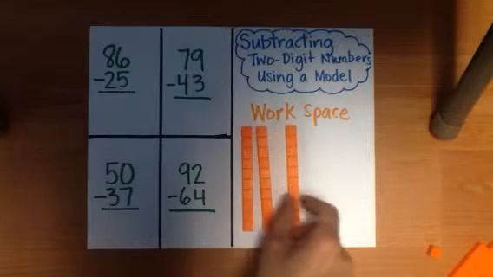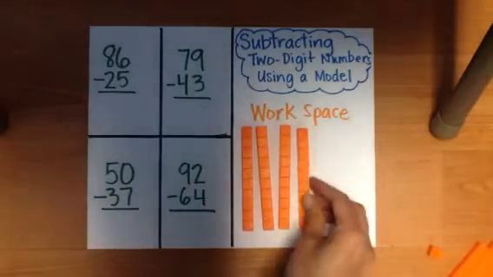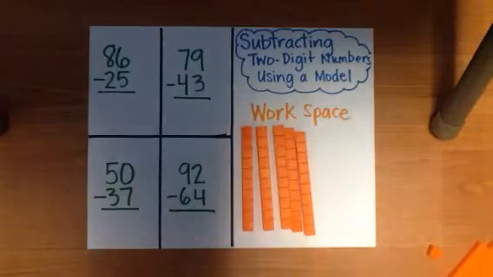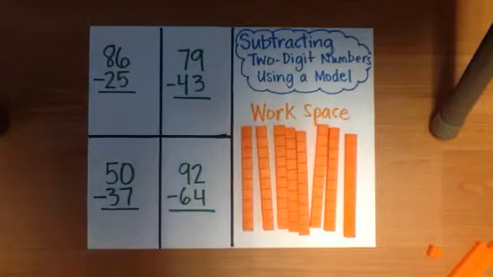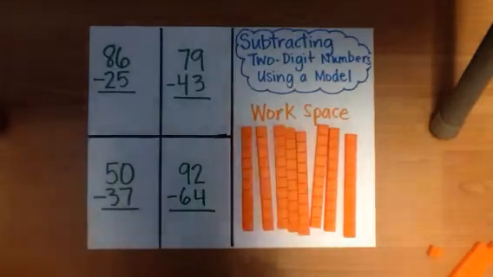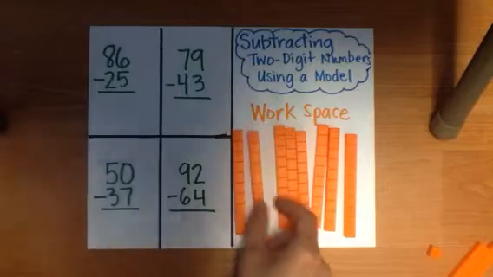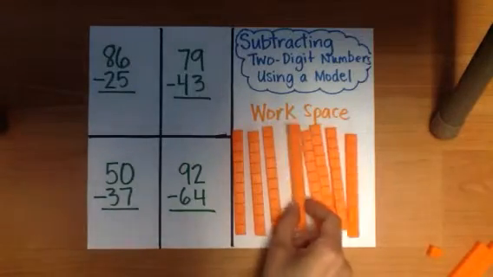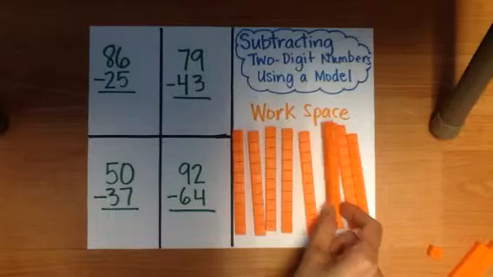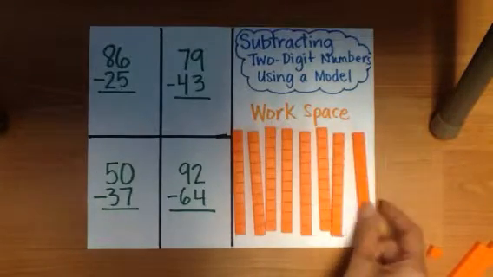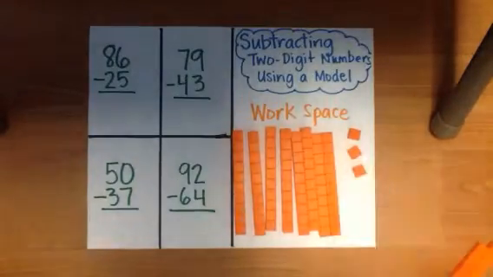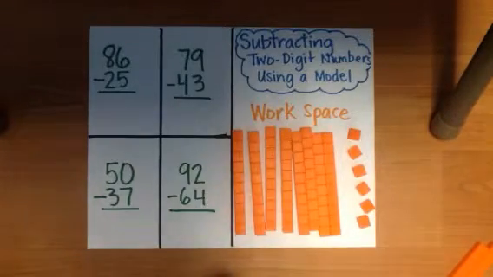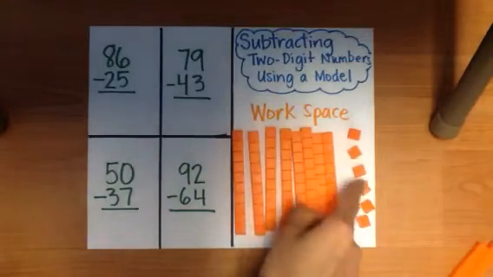That's 1, 2, 3, 4, 5, 6, 7, 8. And when we count those, we'll count those by tens. 10, 20, 30, 40, 50, 60, 70, 80. And then I need what? 6 ones. 1, 2, 3, 4, 5, and 6. So I have 81, 82, 83, 84, 85, 86.